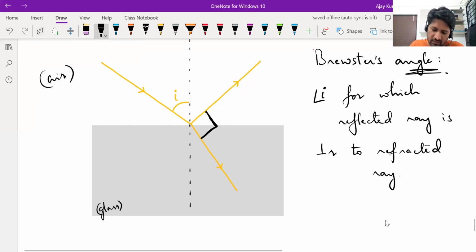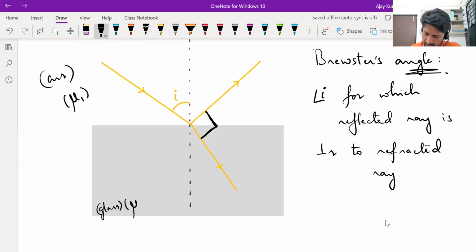angle also. Suppose the medium in which the incident ray is traveling has a refractive index mu1 and the other medium has refractive index mu2. Air's refractive index is 1, but we'll derive a general relation. Now here, this is the angle of refraction, I'll write it as RF. And angle of reflection, I'll just call it R, which is same as I.